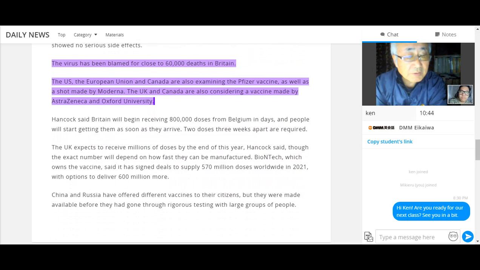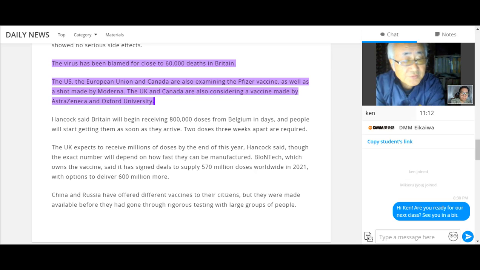So the virus has been blamed for close to 60,000 deaths in Britain. The U.S., the European Union, and Canada are also examining the Pfizer vaccine, as well as a shot made by Moderna. The U.K. and Canada are also considering a vaccine made by AstraZeneca and Oxford University.